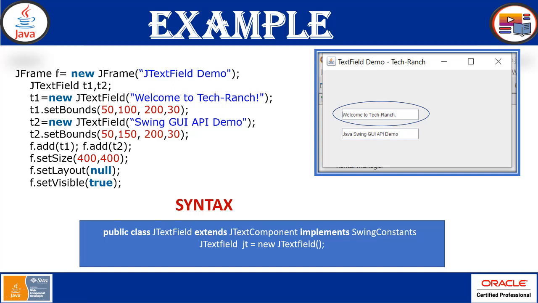Now when it comes to the syntax, the declaration of JTextField goes like this: public class JTextField extends JTextComponent implements SwingConstants interface. That's the class which it inherits from. Now when we create an object of JTextField, it is created like a regular class object: JTextField jt equals new JTextField. Now with the help of this jt, you can include it as an argument in the add method of the frame class object.